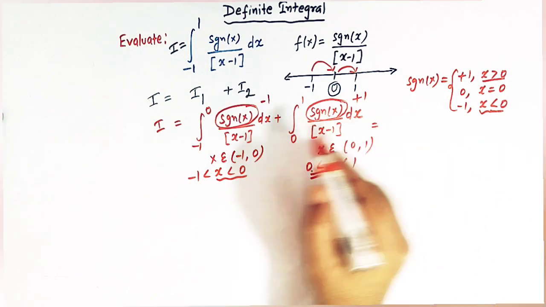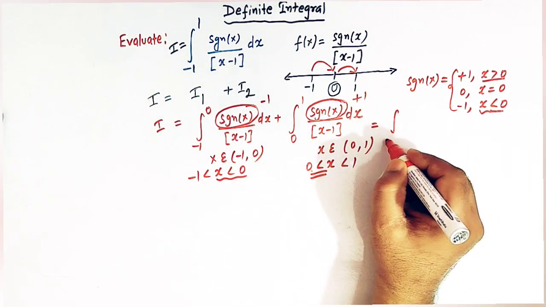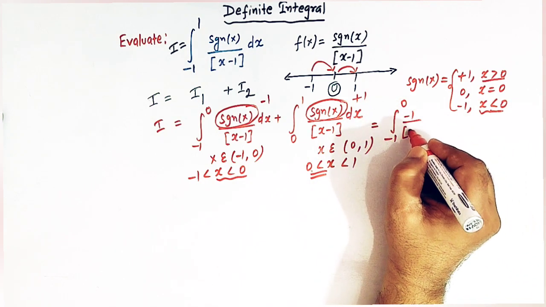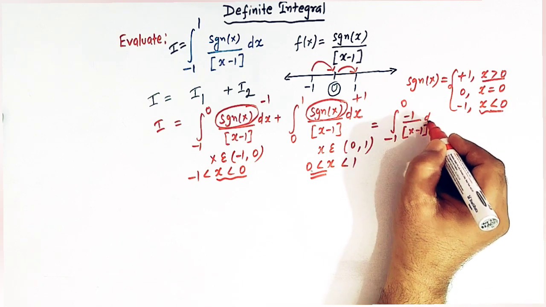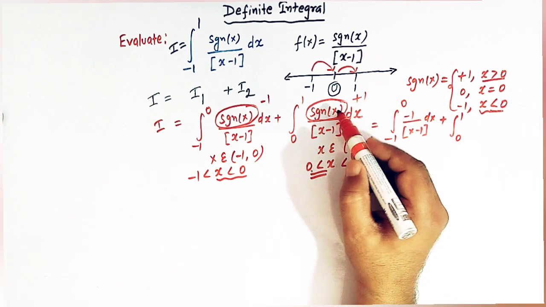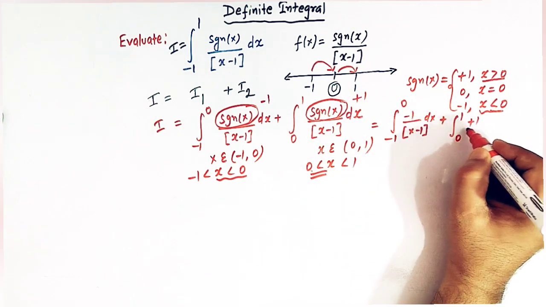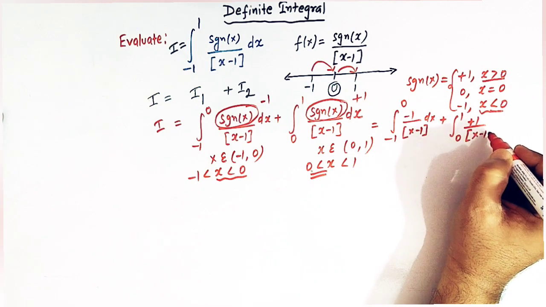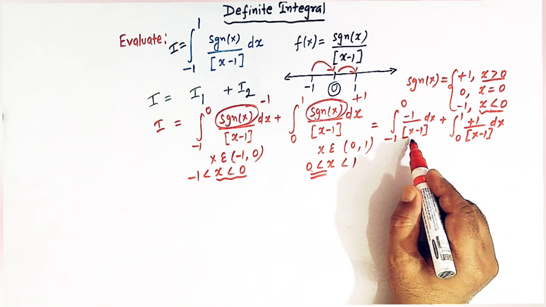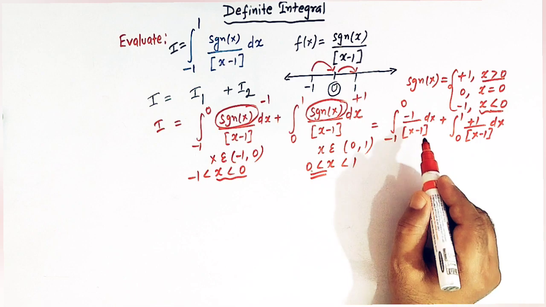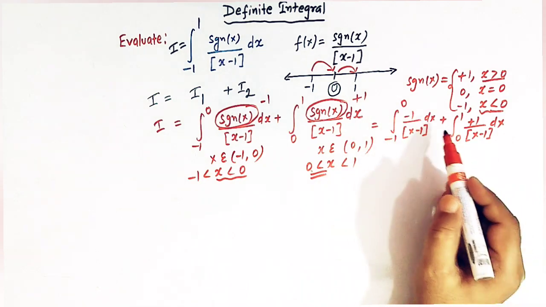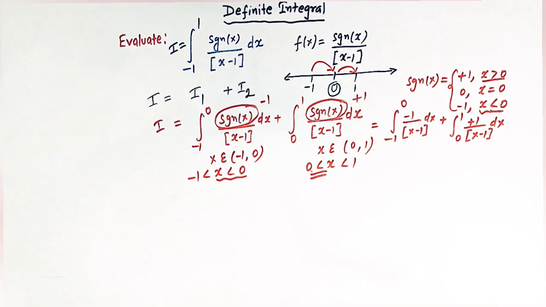So now these two integrals can be rewritten as the integral from minus 1 to 0, here we have minus 1 over greatest integer of x minus 1 dx, plus the integral from 0 to 1, and here we have plus 1 over greatest integer of x minus 1 dx, right? So now we have to take care of this greatest integer function which appears in the denominators of both the integrals, right?